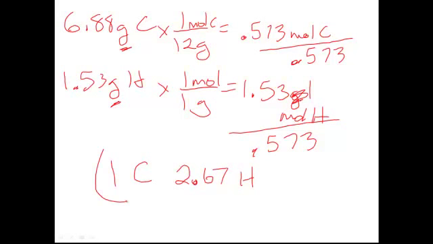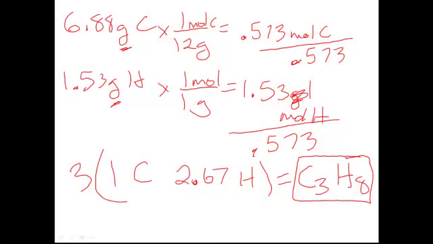So we have to multiply the whole thing by 3. And so our formula comes out to be C3H8. And that is our empirical formula for propane. And in this case, it actually is also the molecular formula. The actual formula for propane is C3H8.